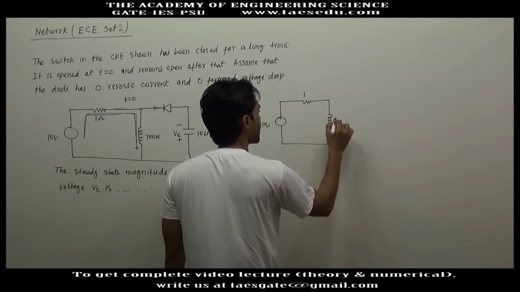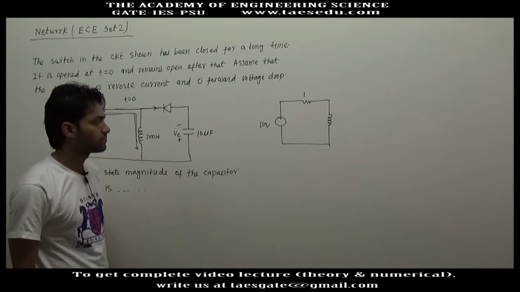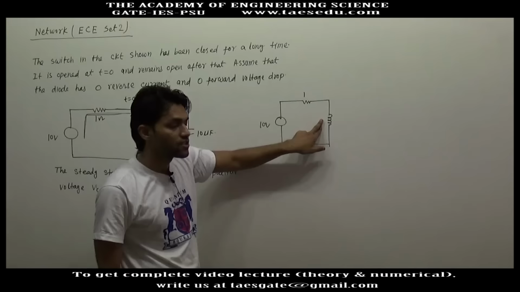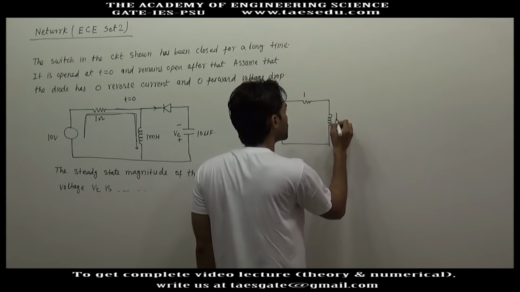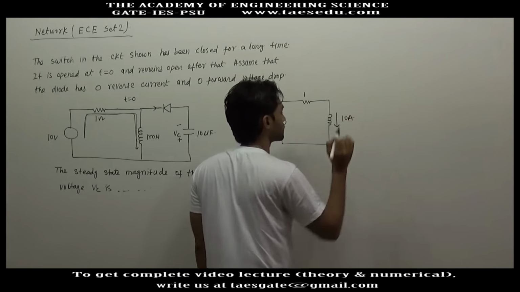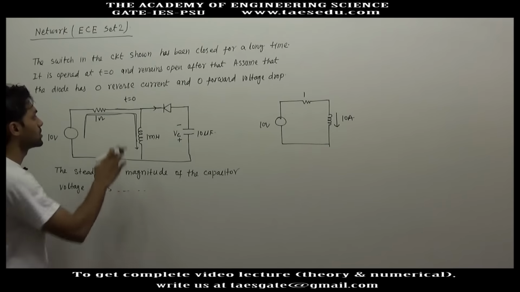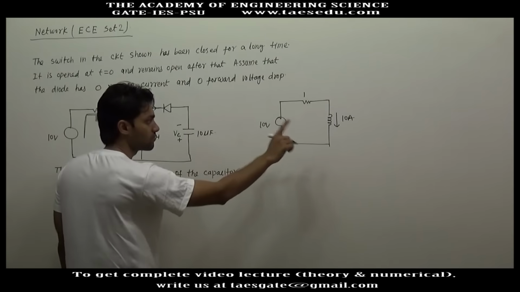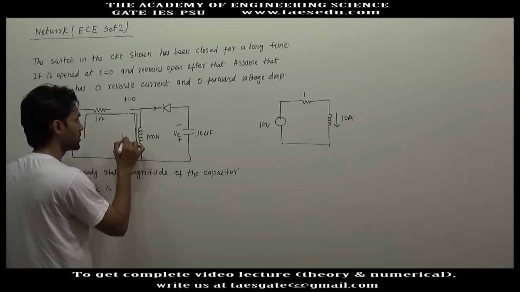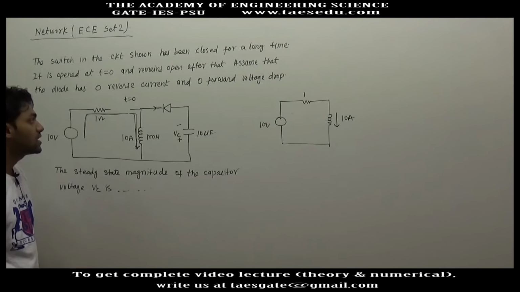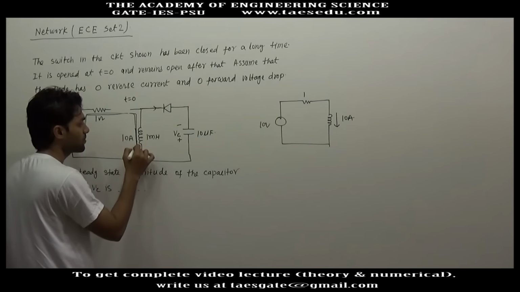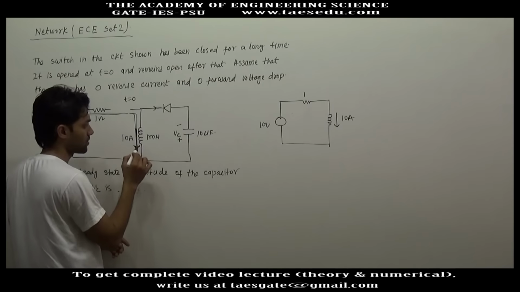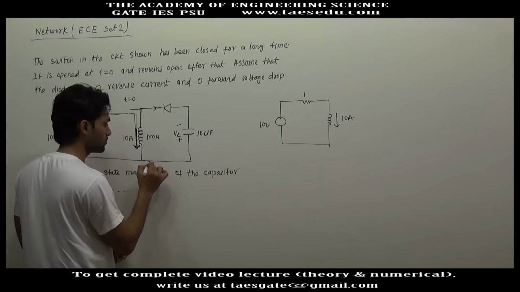10 volt, 1 ohm and inductor. And in a steady state, the voltage drop across the inductor is 0. The inductor behaves as a short circuit, so the current will be 10 divided by 1, 10 ampere. Now at t equal to 0, this switch was opened, but the inductor has a current of 10 ampere, and the inductor current cannot be made suddenly 0. So this 10 ampere has to have a path to flow.